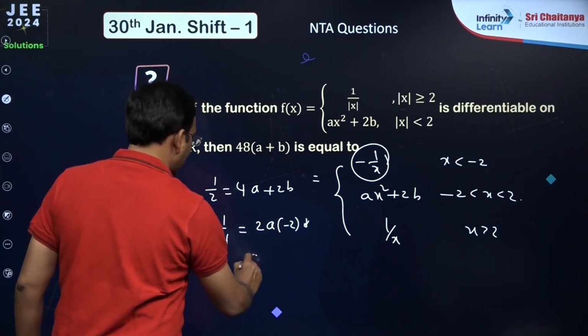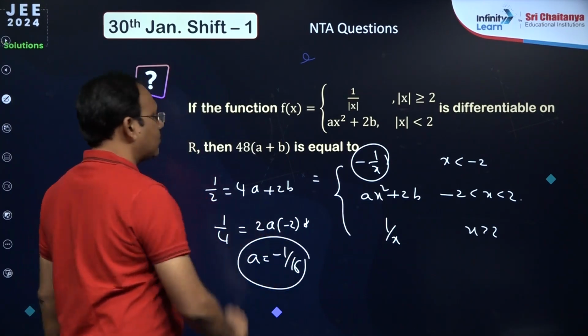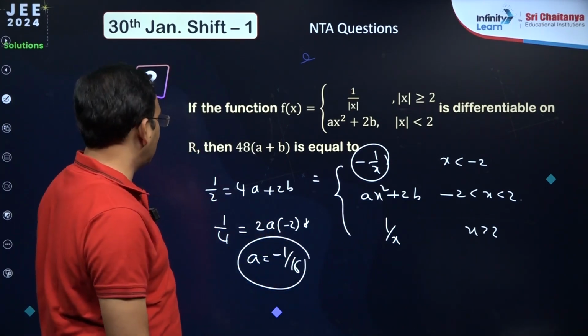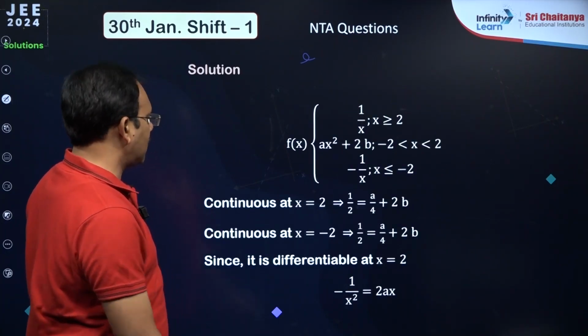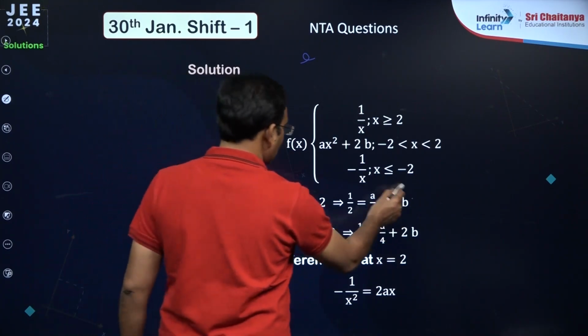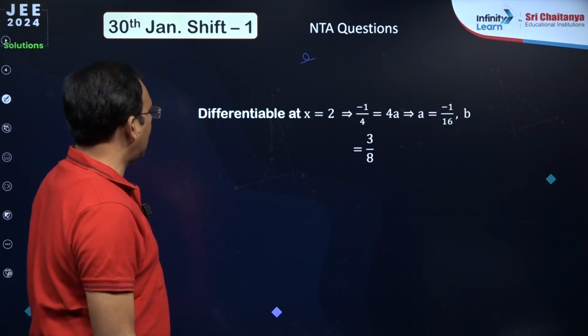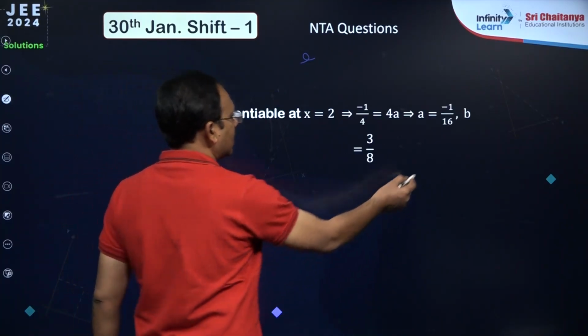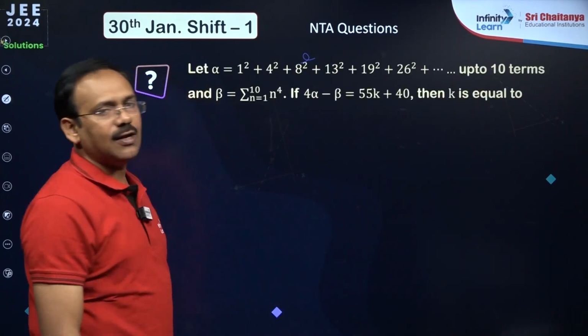So from this my dear friends, a value you will get as minus 1 by 16, you substitute a value, you will get b value. 48 into a plus b you can find, my dear friends. That's what he has given. By continuity you got one relation, by differentiation you got another relation, so that you got a value minus 1 by 16, so b value 3 by 8, substitute in the values.